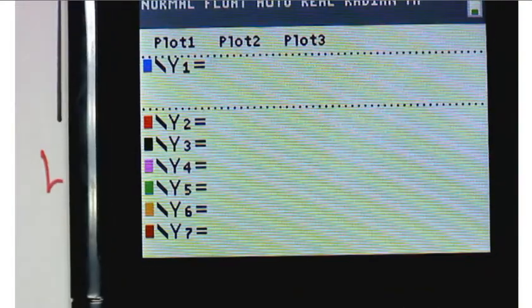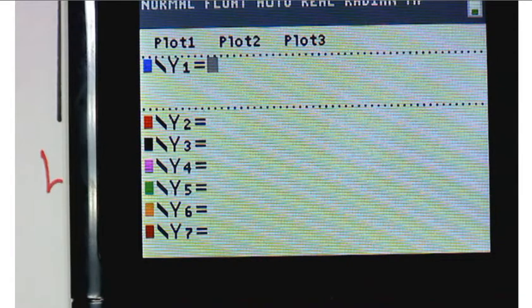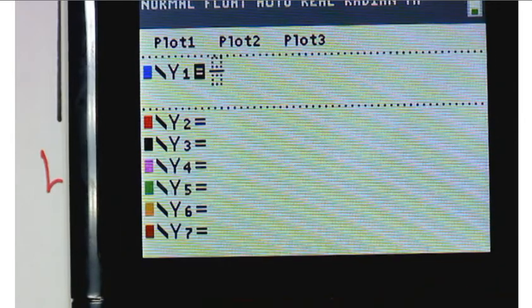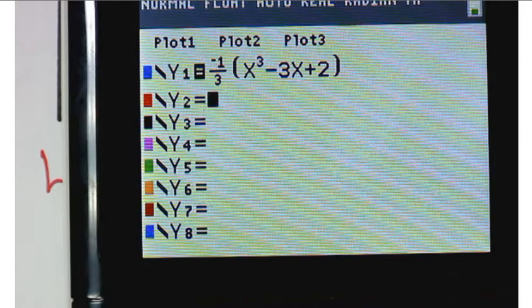Now with your newer calculators that are updated with MathPrint, you can get fractions if you hit the alpha key and then the y equals key. The first one allows you to put in just a regular fraction, so let me do that. Negative 1 divided by 3 times parentheses. Now the rest of the function was x cubed minus 3x plus 2. So that's kind of nice. It avoids having to worry about parentheses and other oddities involved in entering the function.